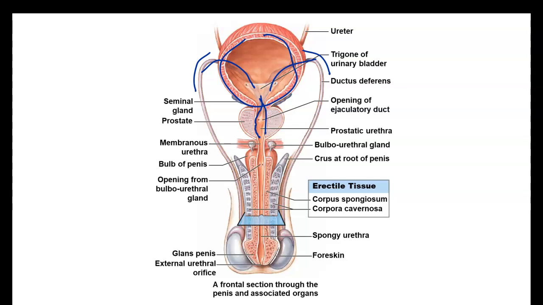And remember, once it enters that area there where the prostate is, it then becomes what's known as the prostatic urethra. From there, it comes down and you have what's called the membranous urethra. It's going to pass the bulbourethral glands. It's going to come down further. It passes the bulb of the penis. Then it comes into the bulbourethral gland that you see here. And it's going to exit out through the spongy urethra, through the urethral orifice.